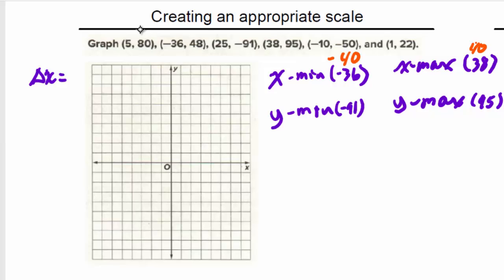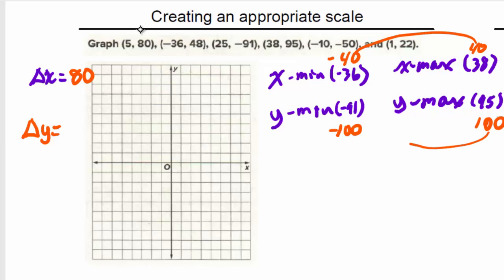So the distance between 40 and -40, over here we're going to write as 80. So we have 80 across, and we're going to do the same thing for the change in the y values. I'm going to make this -91 small enough to include that, so I'm going to go to -100, and the 95, I might as well go up to +100, and then find the change between those two numbers, which should be 200.